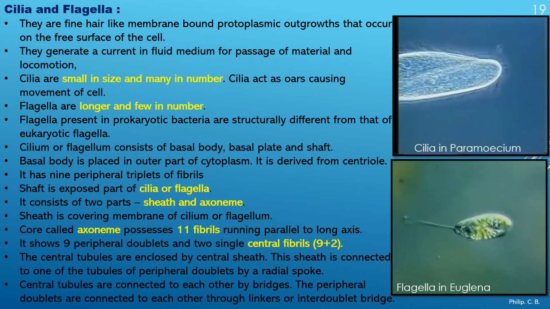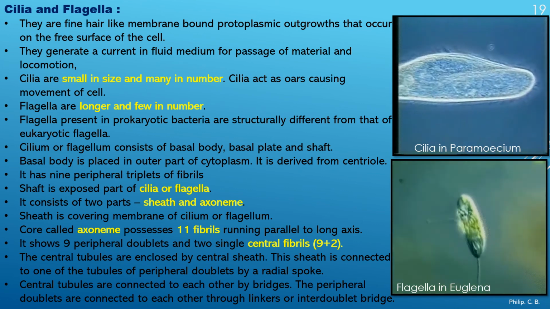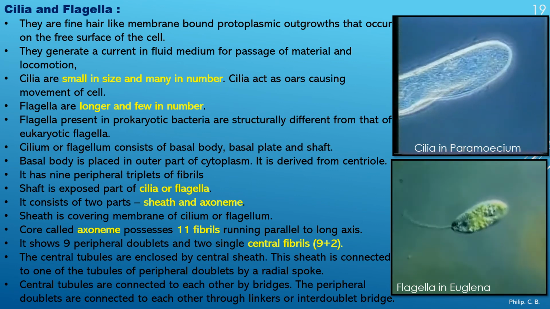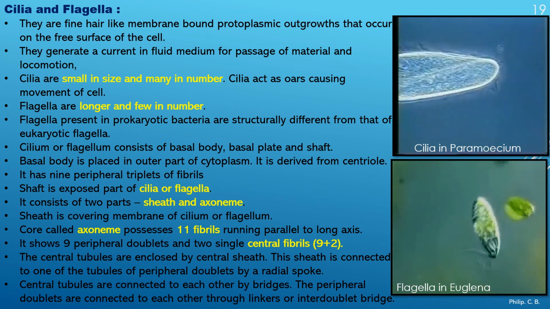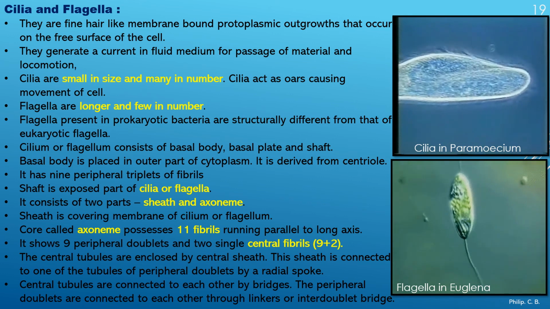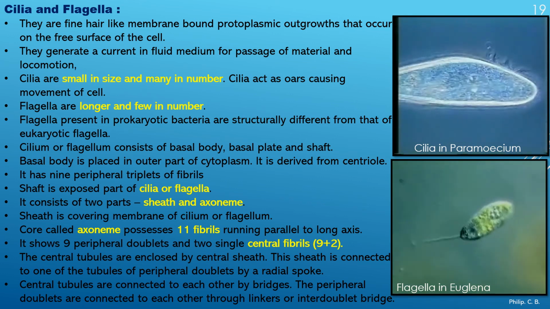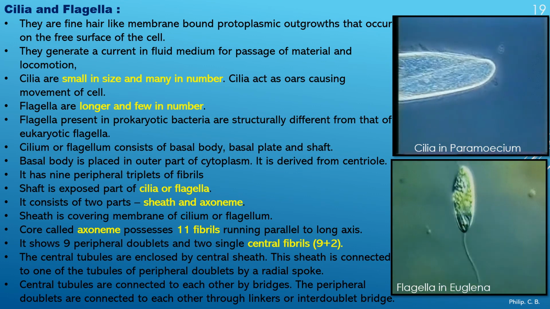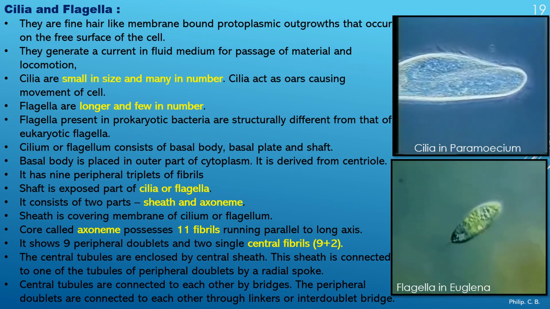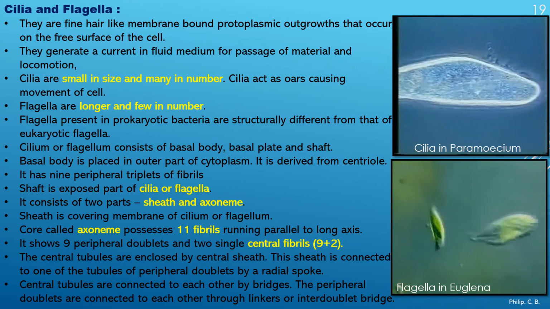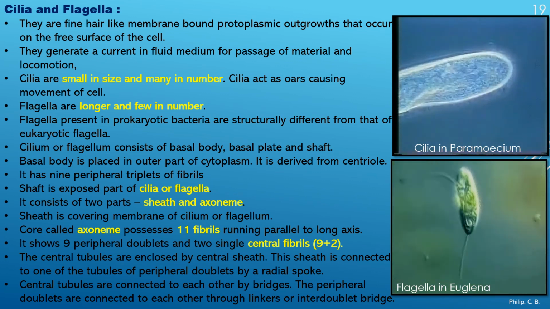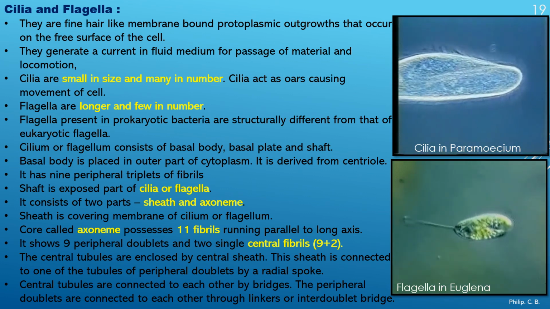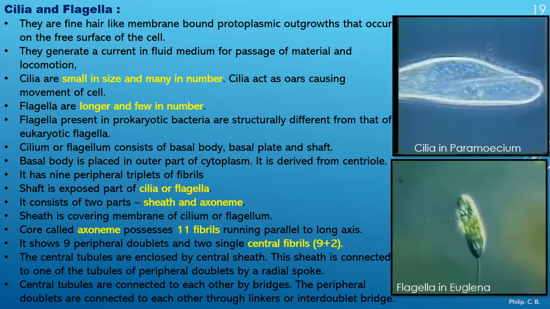Then cilia and flagella. Again, we saw the image of Euglena and Paramecium. Here I have a very good animation image. On the right side you can see the animation of cilia, how it is moving, which helps in the movement of Paramecium, and the lower part towards the right, flagella, which helps in the movement of Euglena, right? So coming to the points, they are fine hair-like membrane-bound protoplasmic outgrowths that occur on the free surface of the cell. They generate a current in the fluid medium for passage of material and locomotion, which you can see in the image.